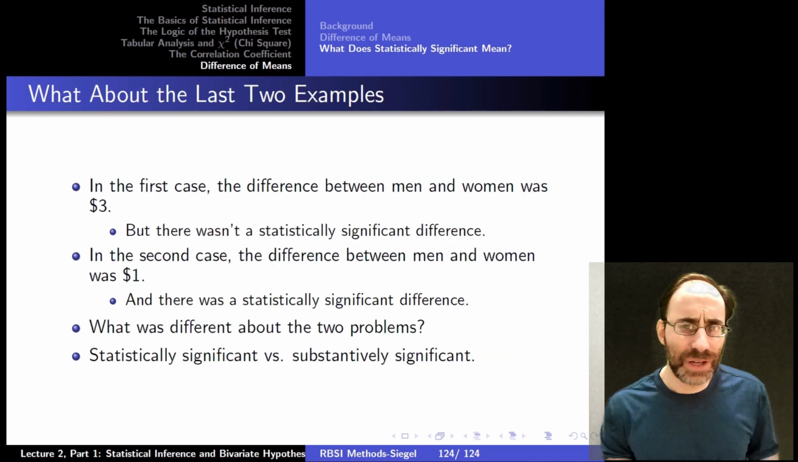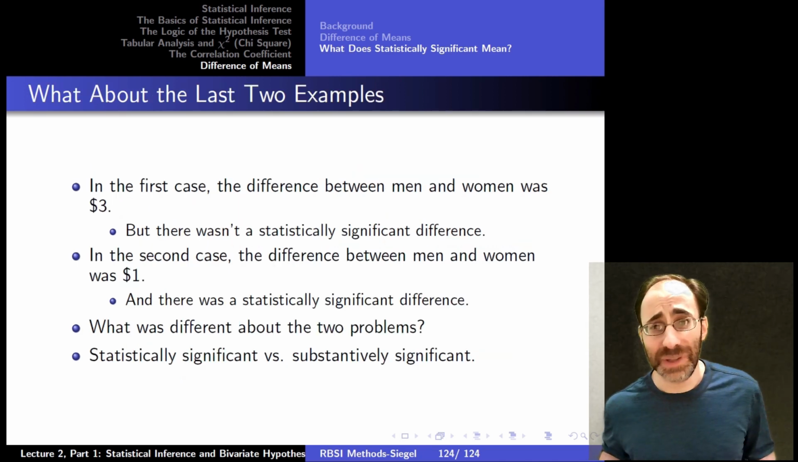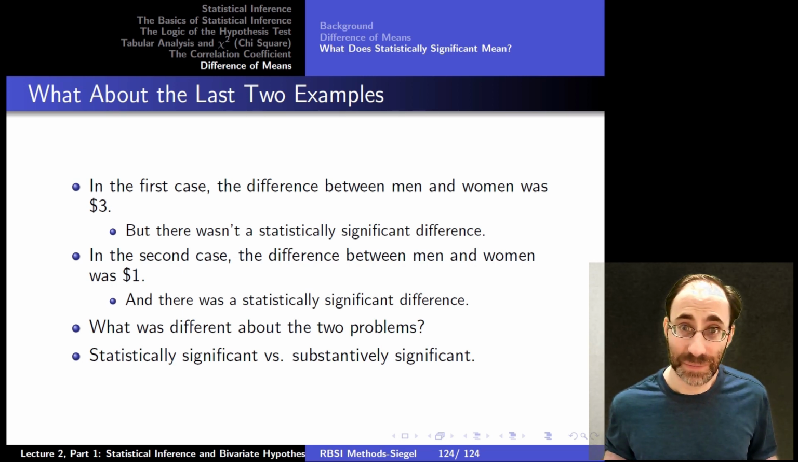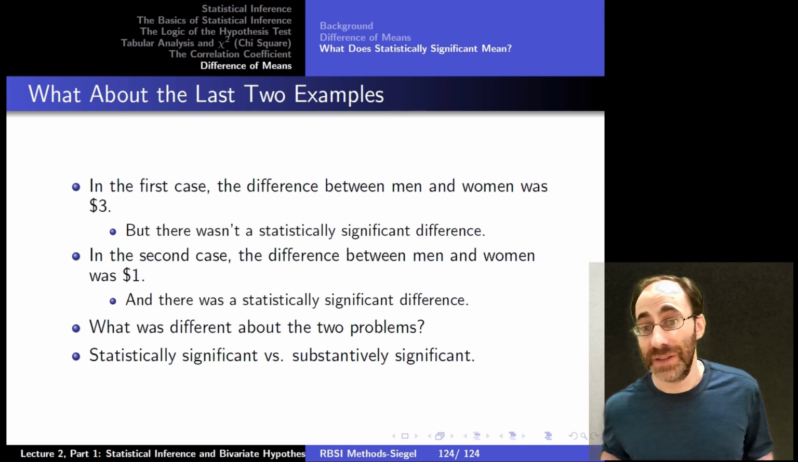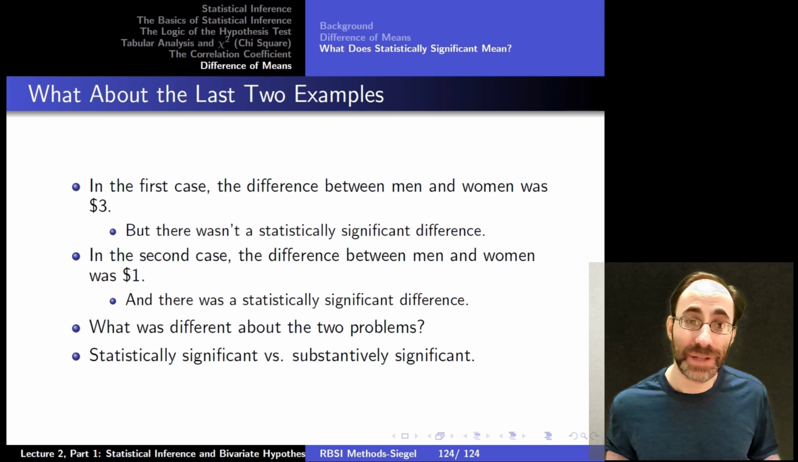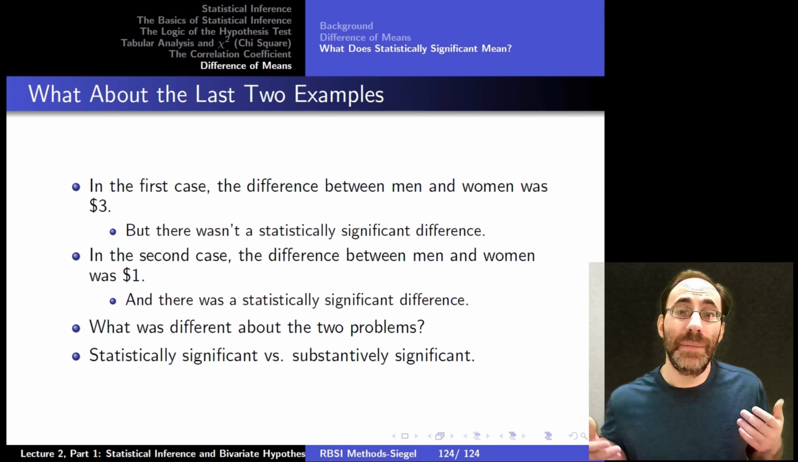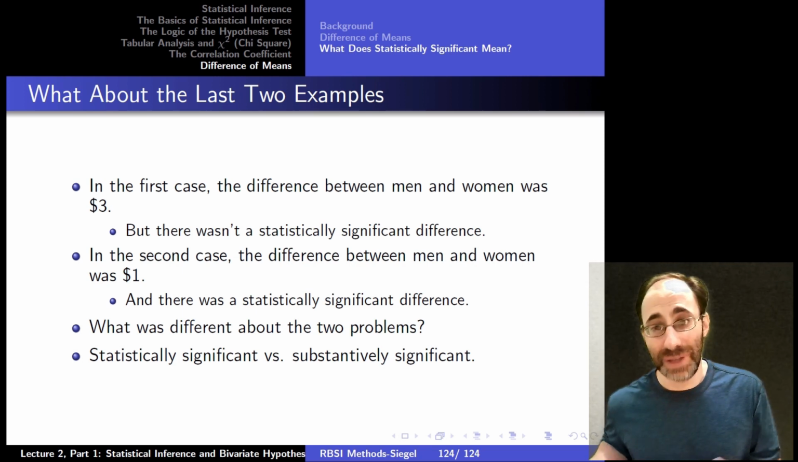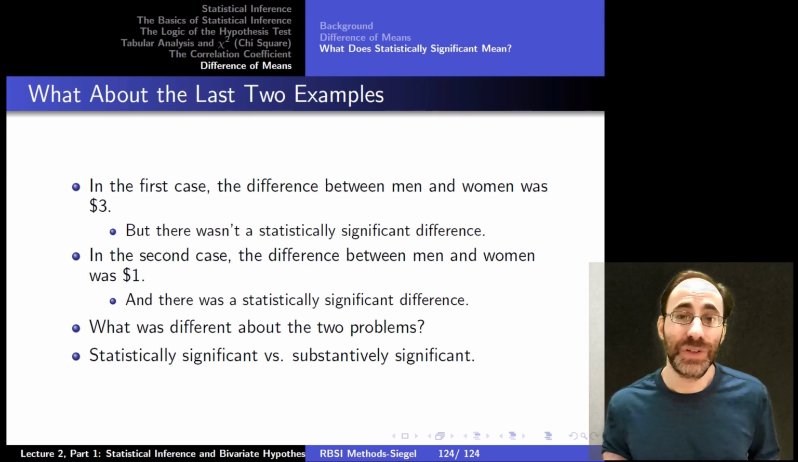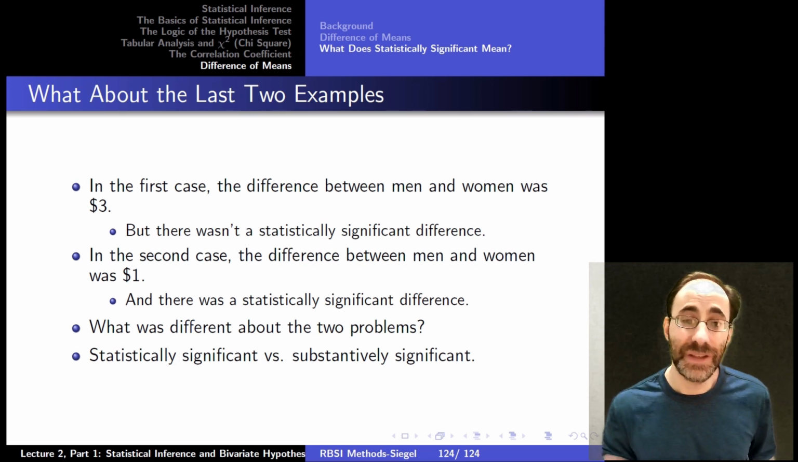So what about those examples? In the first case, the difference was $3, but we didn't see a significant difference. In the second case, we had less of an absolute substantive difference, only $1, but we did see a statistically significant difference. What was the difference? The number of data points, right? We had more data in the second case, so we were more easily able to show a significant difference than we were in the first case with less data, right?